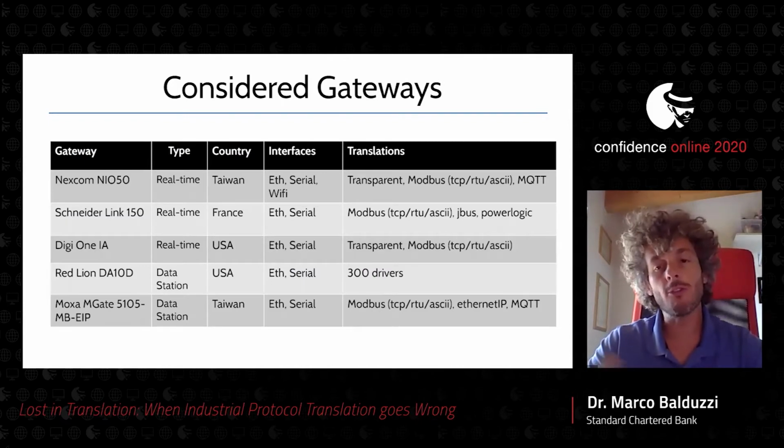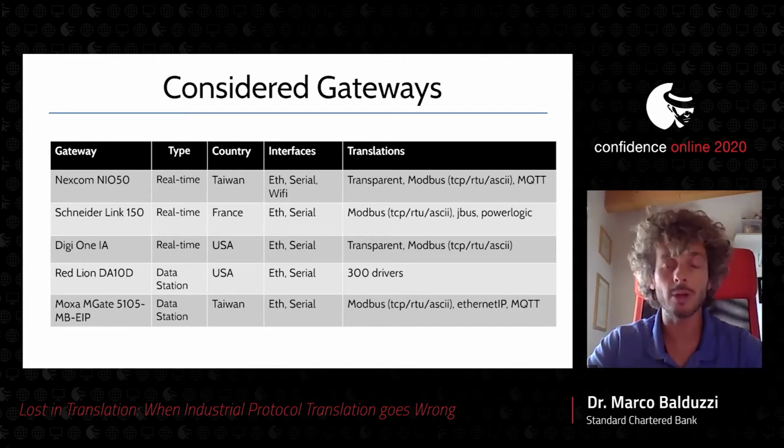So we considered 5 gateways from 5 different vendors. As you can see on the screen, we have some from Taiwan, from the East, some from Europe, some from the US as well. So we try to be as global and as international as possible. And the gateways are pretty much all similar to each other, apart from the fact that they divide into macro categories.